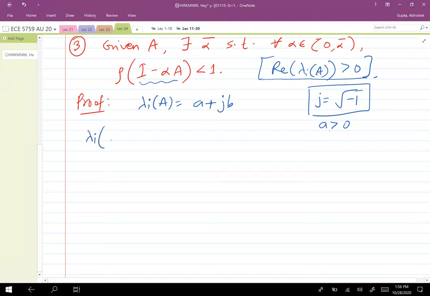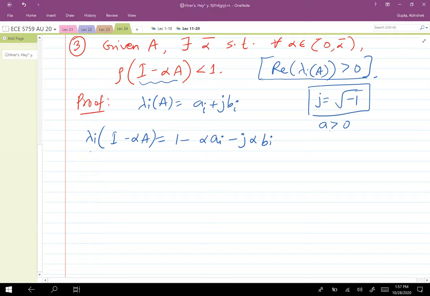So lambda_i of I minus alpha A, what is this equal to? What do you think? What should this value be equal to? Let me write it as a_i plus j b_i. Can everyone hear me? 1 minus alpha a_i, minus j alpha b_i, yeah. Okay.